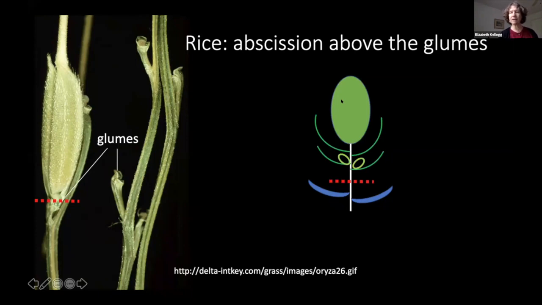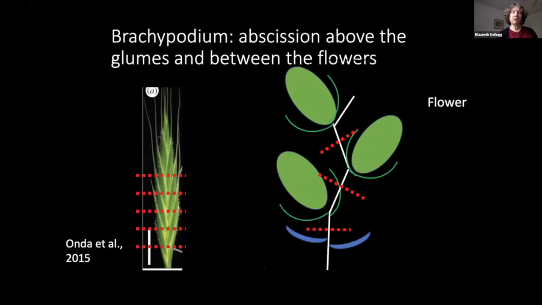Then there are a couple of sterile flowers, and the big fertile flower is shown as this big green egg-like thing. If you look at something like Brachypodium, there's also abscission above the glumes. So there's the glumes at the bottom, these little blue things here. And then you've got multiple flowers in Brachypodium, and an abscission zone forms between each set of flowers, but still above the glumes.